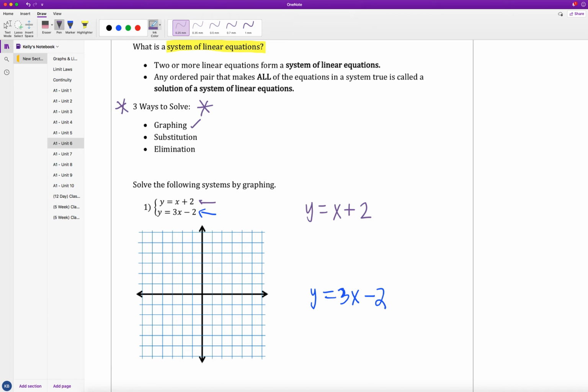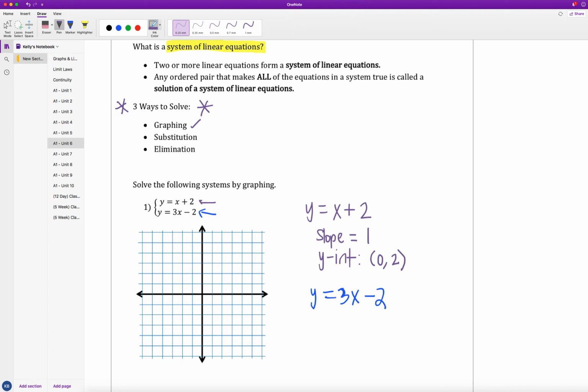In our last unit, we learned how to graph lines. So why don't you pause the video right now and list the slope and the y-intercept for this first line, y equals x plus 2. Our slope for this first line is positive 1, and our y-intercept, remember, we write as a coordinate pair, so that would be (0, 2).